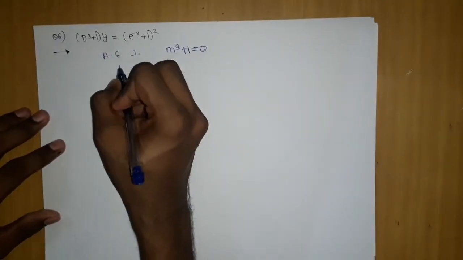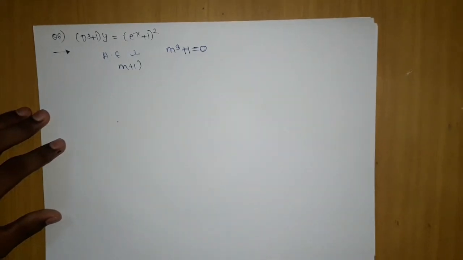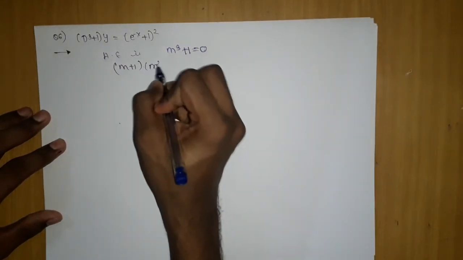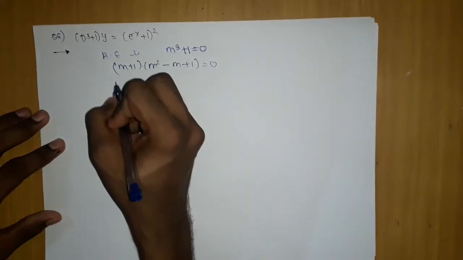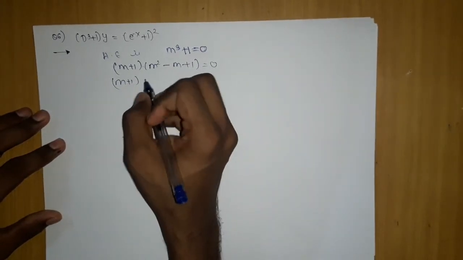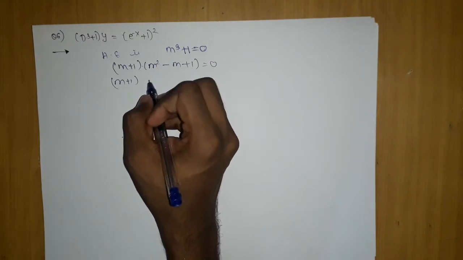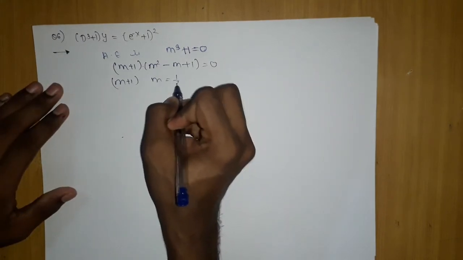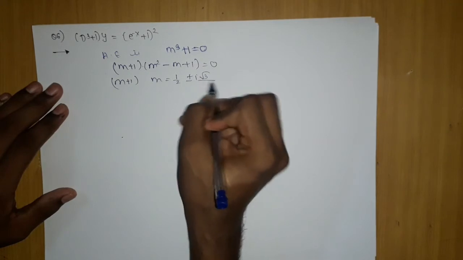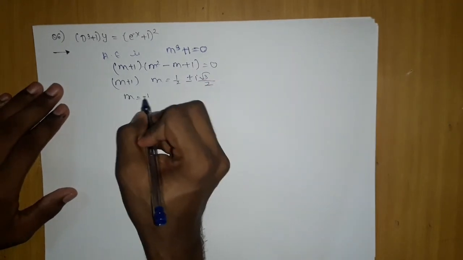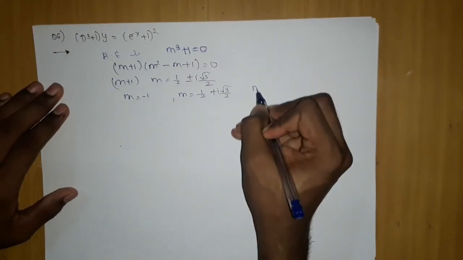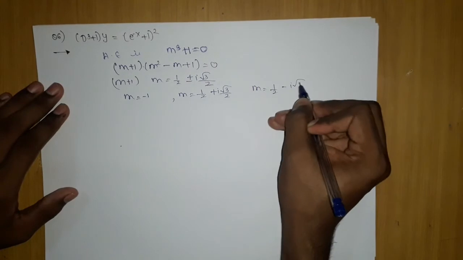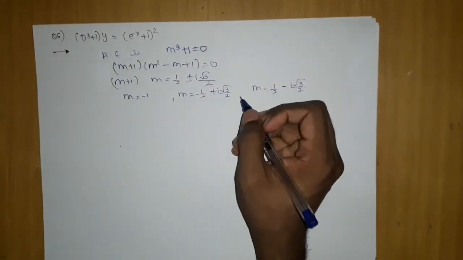Now this can be written using the a cube plus b cube formula, which is (a plus b) into (a square minus ab plus b square). So m plus 1 equals 0, which will give m plus 1, and the other factor will give complex roots, m equals 1 by 2 plus minus iota root 3 by 2. So we finally get m equals minus 1, m equals 1 by 2 plus iota root 3 by 2, or m equals 1 by 2 minus iota root 3 by 2. You can write it as it is or split it up.